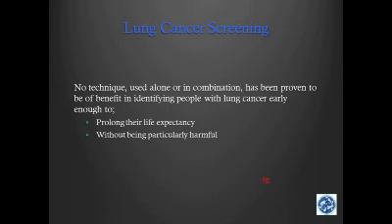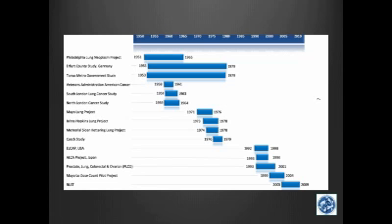As of about 2007, most people would have answered that no technique used alone or in combination up until that point had proven to be of benefit in identifying people with lung cancer early enough to do the things that we just talked about. And this is a diagram showing that. You'll see in the lower right corner some progress began to be made with low-dose CT scanning in the late 90s, but those were mostly non-randomized trials.